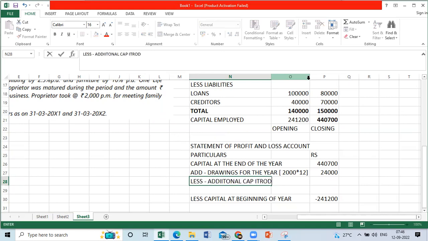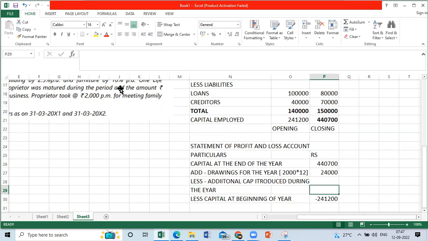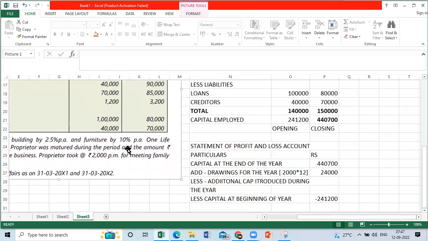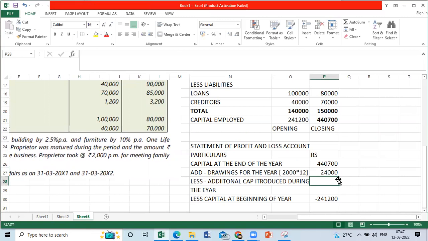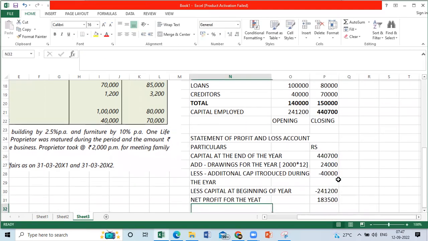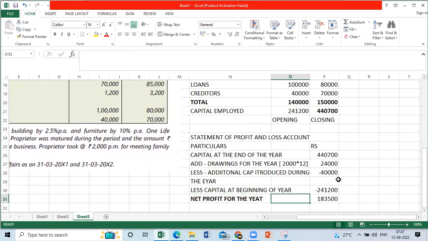तो ये ऐड किया तो हम लोग क्या लेस करेंगे सर? एडिशनल कैपिटल इंट्रोड्यूस्ड ड्यूरिंग द ईयर। कितना था? तो ये रहा 40,000 था सर। LIC का पॉलिसी मैच्योर हुआ, बंदे ने पैसा घर पे लेके नहीं गया, बिजनेस में लेके आया और बिजनेस में ही रिटेन किया। ये 40,000 लेस करेंगे, ये सब ऐड लेस करके जो फाइनल आंसर आएगा दैट शैल बी माय नेट प्रॉफिट फॉर द ईयर। 1 2 3 and 4. So here is my net profit for the year. How much?